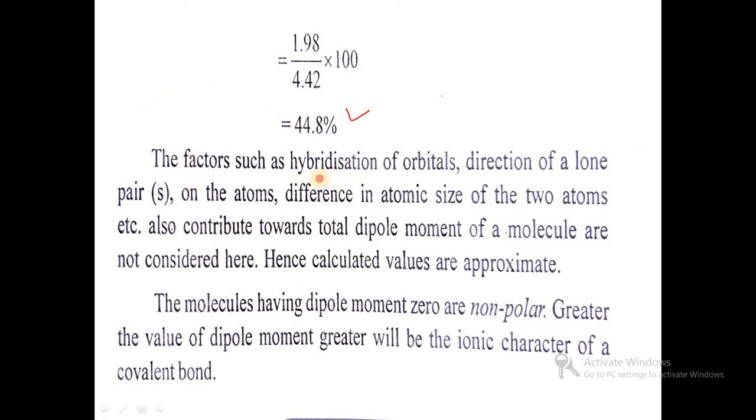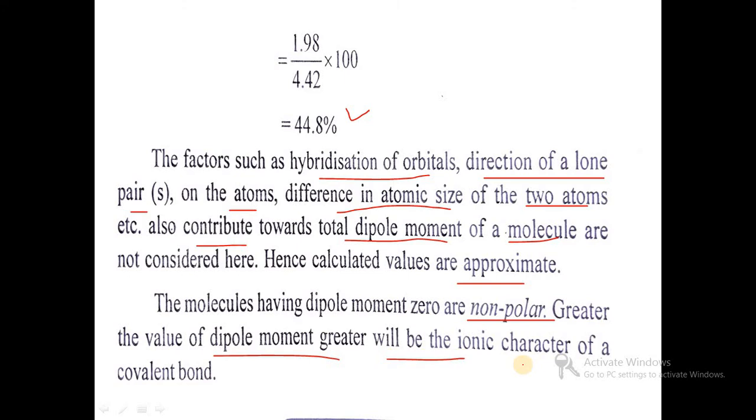Factors such as hybridization of orbitals, direction of lone pairs on the atoms, and difference in atomic size of the two atoms also contribute towards the total dipole moment of a molecule. Hence calculated values are approximate. A molecule having dipole moment 0 is non-polar in nature. The greater the value of dipole moment, the greater will be the ionic character of a covalent bond. So this is the conclusion of the dipole moment in the calculation of percent ionic character.